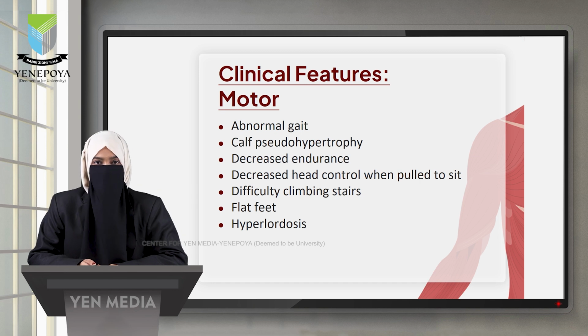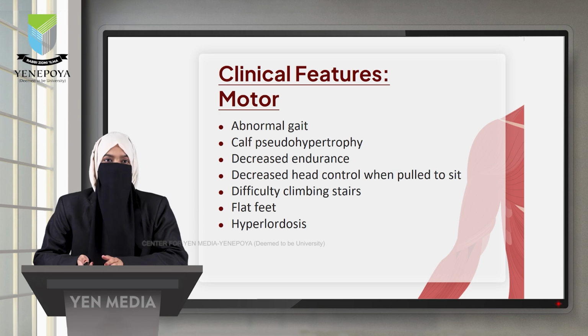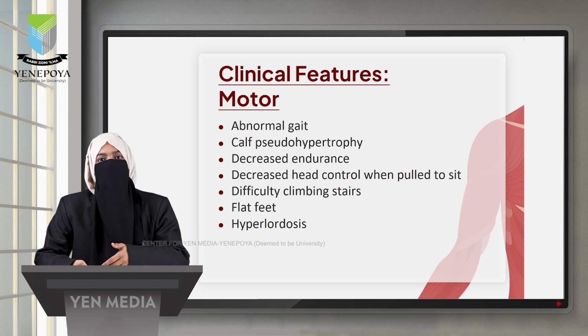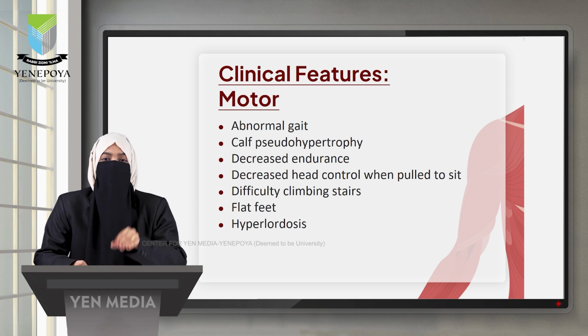Clinical features can be divided into motor related and non-motor related. Motor related clinical features will be abnormal gait, that means the walking pattern is abnormal, where the child attempts to walk on the toes, or there will be a waddling kind of gait. Next, there is calf pseudohypertrophy. At the calf muscles, there is pseudohypertrophy. That means there is false hypertrophy.